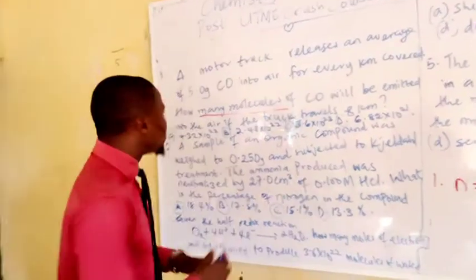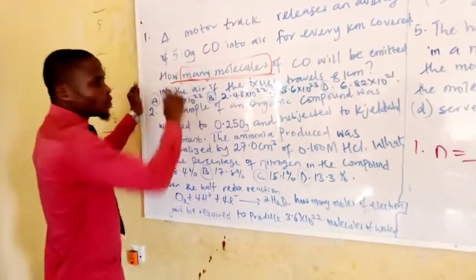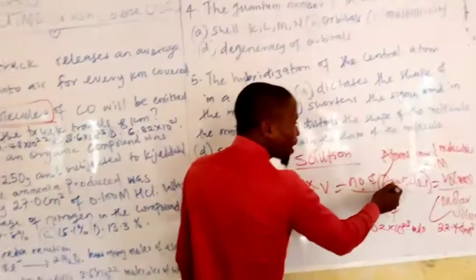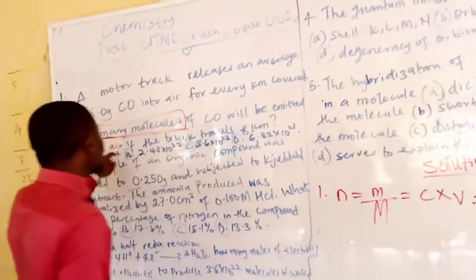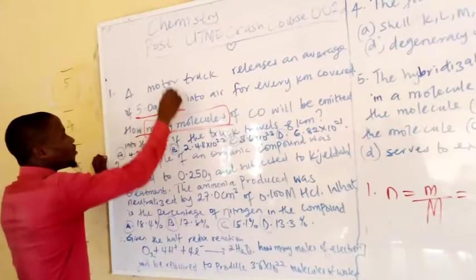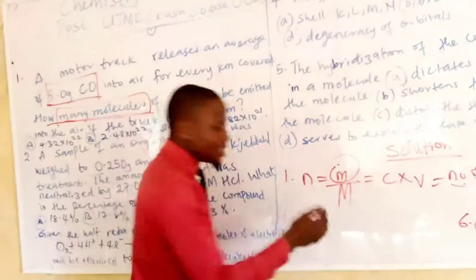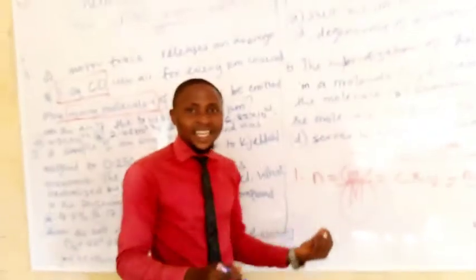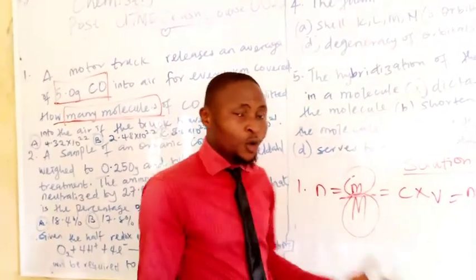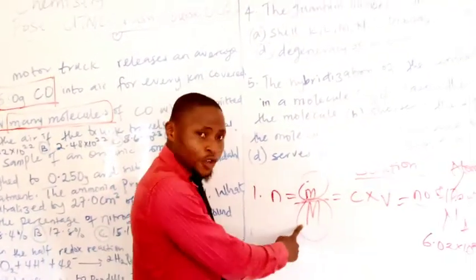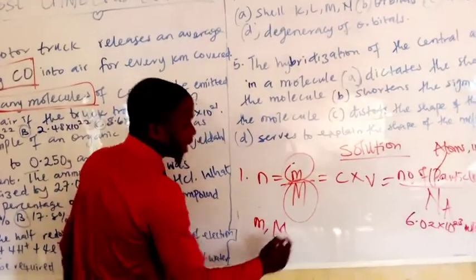So we want to solve the problem. Look at the parameters that we are given. What we are in need of is how many molecules, number of molecules, which is the same thing as number of particles, of CO will be emitted into the air, and we are given the mass of carbon monoxide. We are given m. This is a value that we can easily get. Capital letter M, like you all know, is molecular mass. It is also a constant. Definitely, we are given m, we can get capital M.